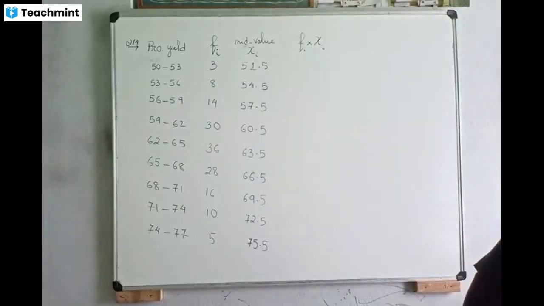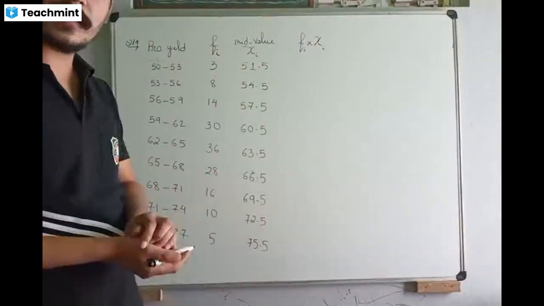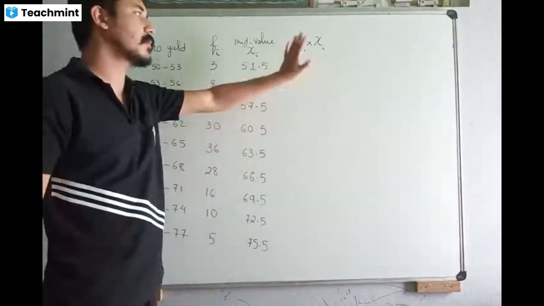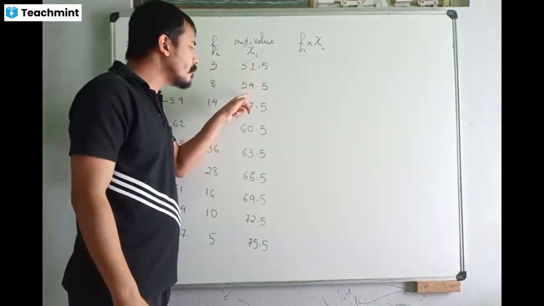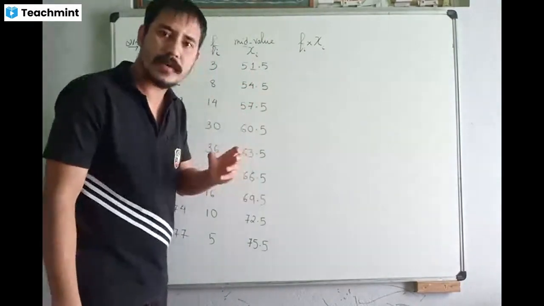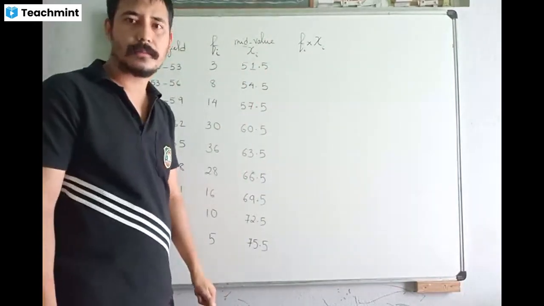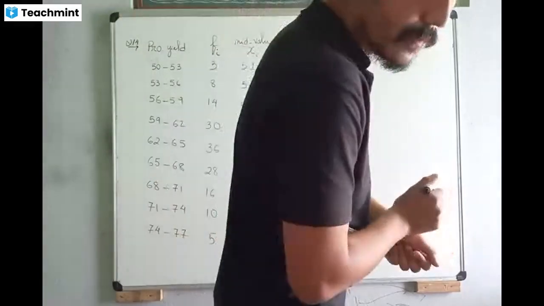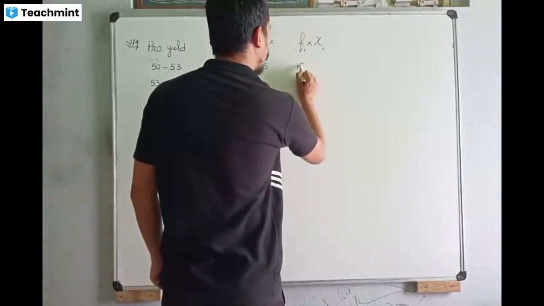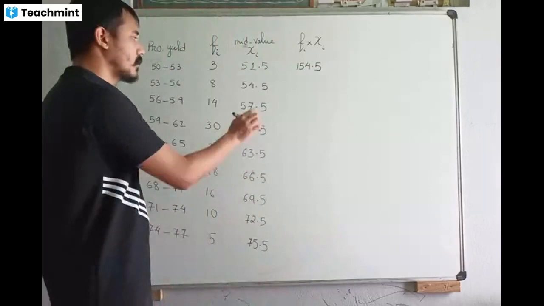I'm using the calculator because we have no time to multiply all these things in detail, so I'm just going to write the product directly. Each of these mid values has to be multiplied by its corresponding frequency. 51.5 times 3 will give you 154.5.